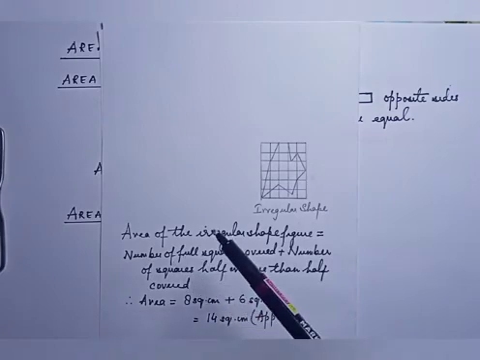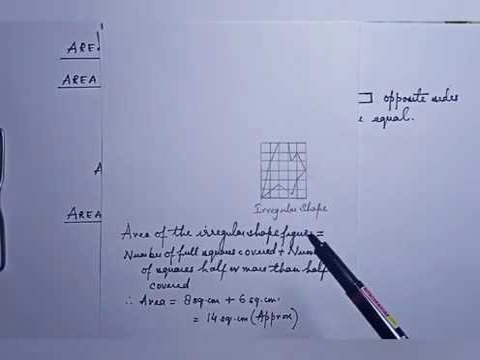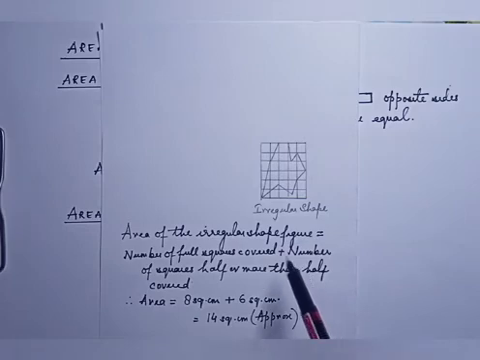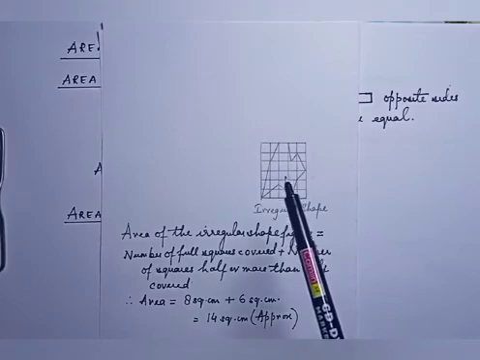So when we have to find out the area of irregular shape figure, we are going to find the number of full squares covered plus number of squares half or more than half covered. So the area of this figure will be 8 square centimeter plus 6 square centimeter, that is 14 centimeter square. Over here I have written approximately because there can be a little bit of difference between the distance, so that is why I have written approx over here. I hope it is clear to everyone.